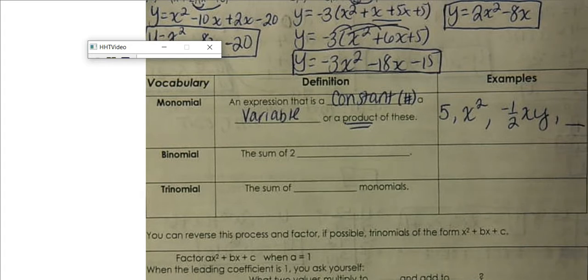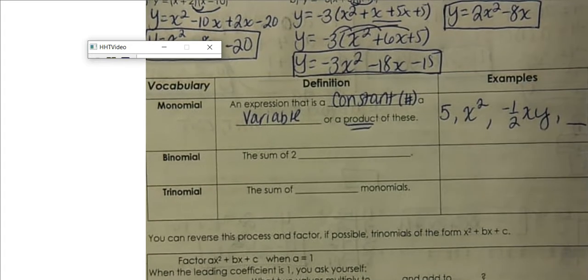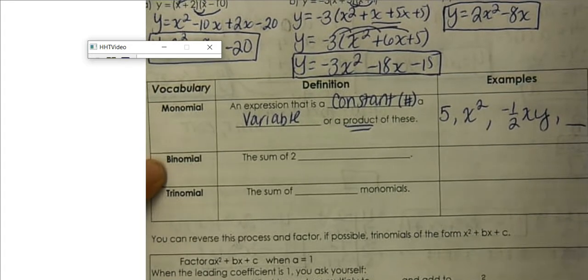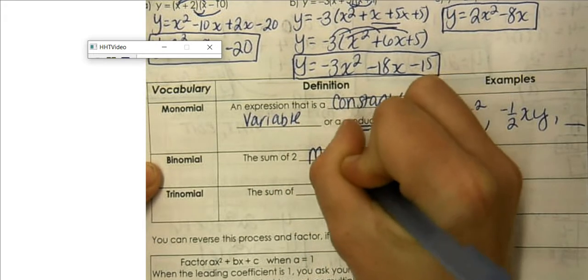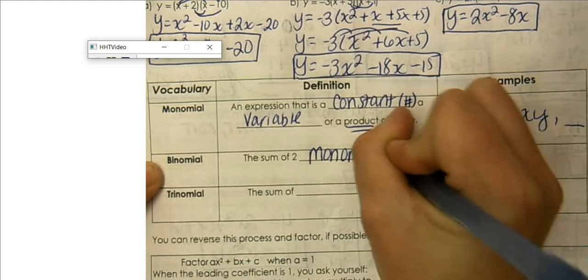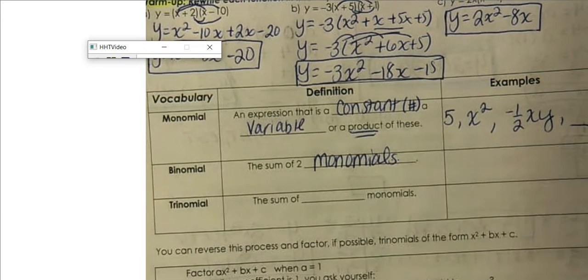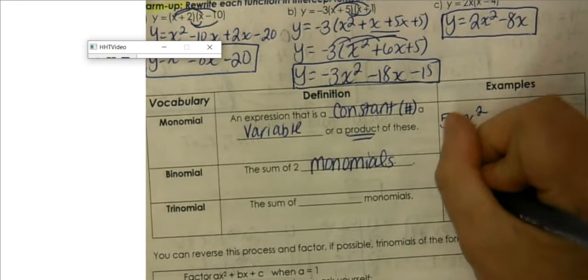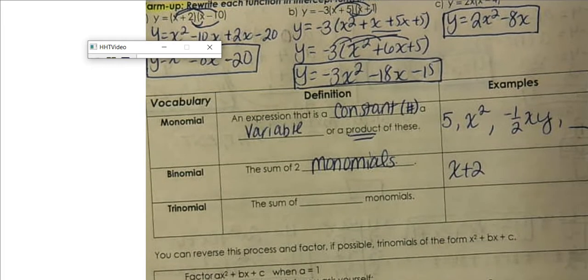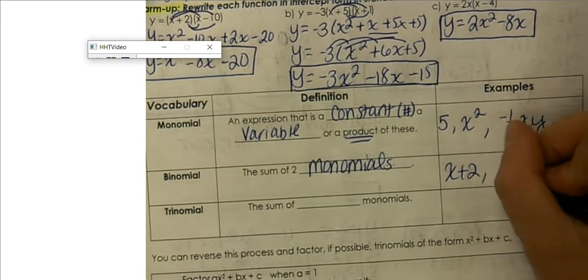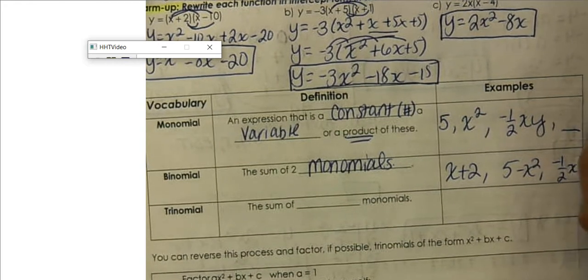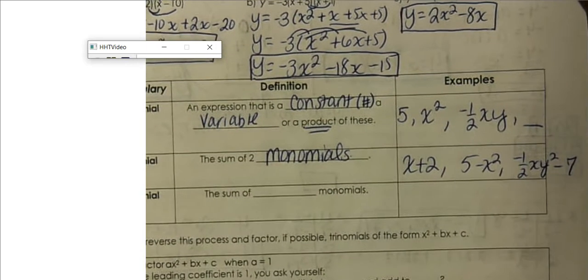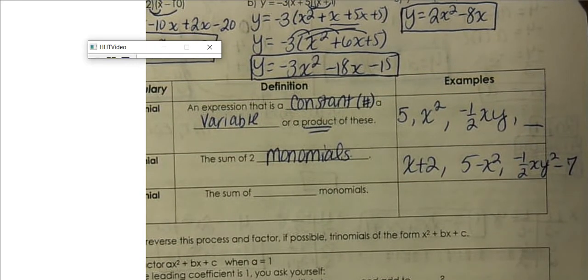All right. Binomial, bi meaning 2. So it is the sum of 2 monomials. It's where you take some monomials and you add 2 things together, like x plus 2 is a binomial, or 5 minus x squared, or negative 1/2 xy squared minus 7. It's where you have two terms that are being added or subtracted.